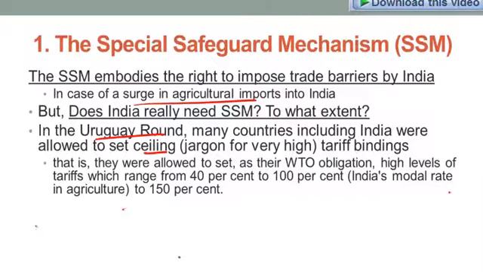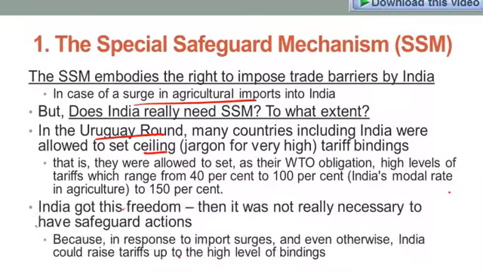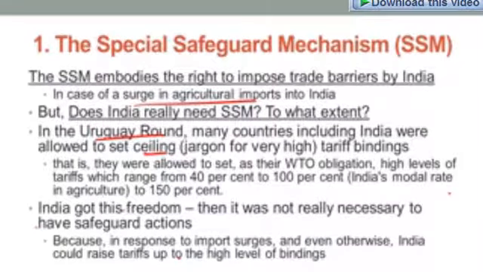So economic survey is asking the question, when you have so much flexibility already, why do you need SSM also? You're saying I want high ceiling also, I want SSM also. You can't have both. High ceiling and SSM you can't have. At least one you have to give up is what economic surveys say.